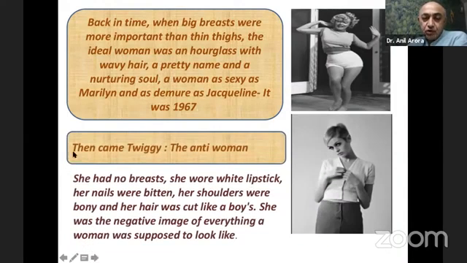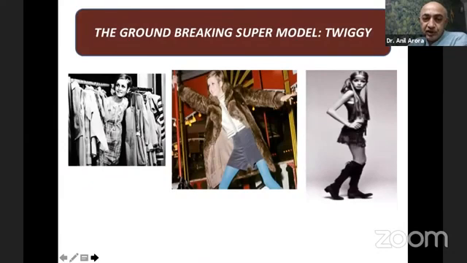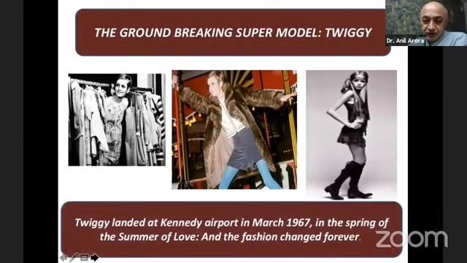This lady called Twiggy had no breasts, she wore white lipstick, her nails were bitten, her shoulders were bony, and her hair was cut like a boy's. She was a negative image of everything which was supposed to look like an opulent woman. But thanks to her success story, this path-breaking supermodel called Twiggy changed the scenario of the fashion industry, starting in Italy and France.